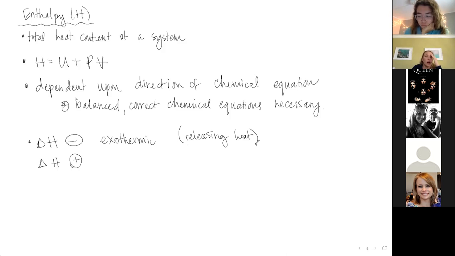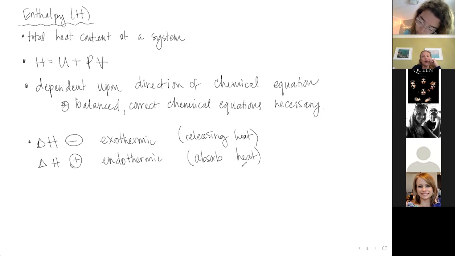So conversely, what's the opposite of exothermic? Endothermic, yep. So this is absorbing heat. It appears to get cooler to the touch.